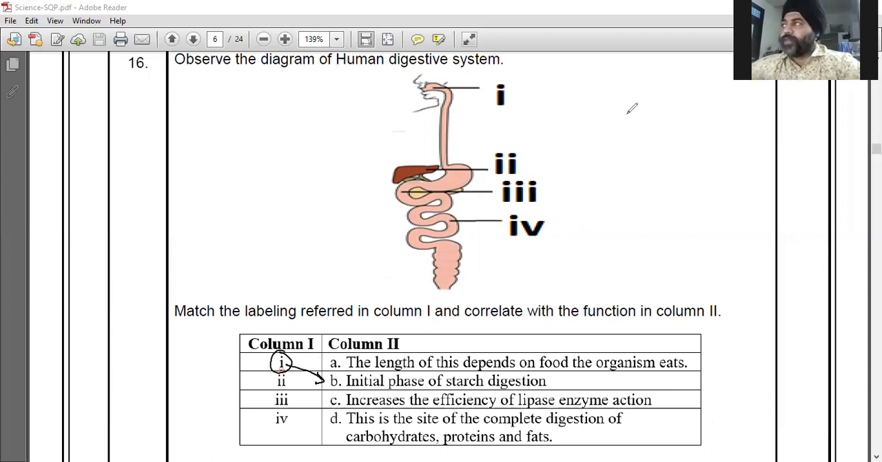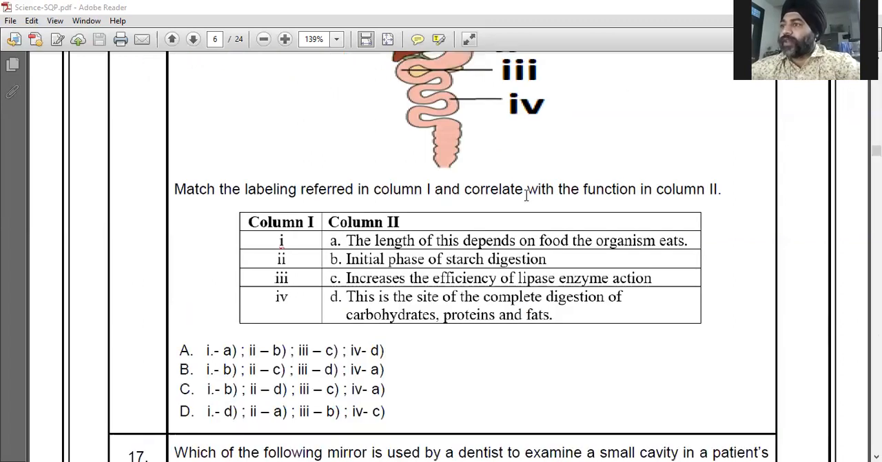Okay, so let me show you the options. What options are given? The options are here. Now you can find out that in option B and C, first is matched with B. So it means option A and D are incorrect. So mark A and D incorrect. Now let us check it one more time to get the correct choice from B and C.